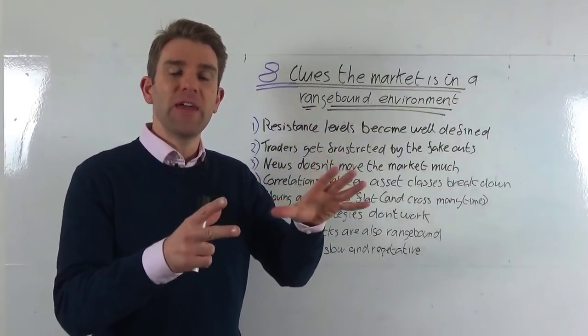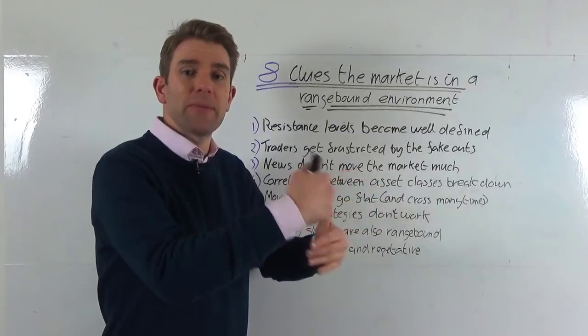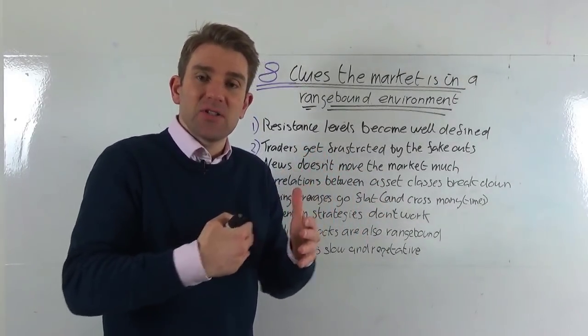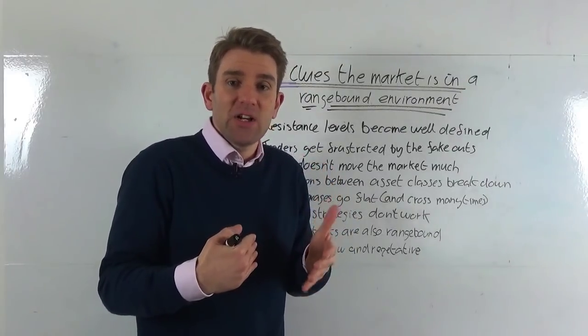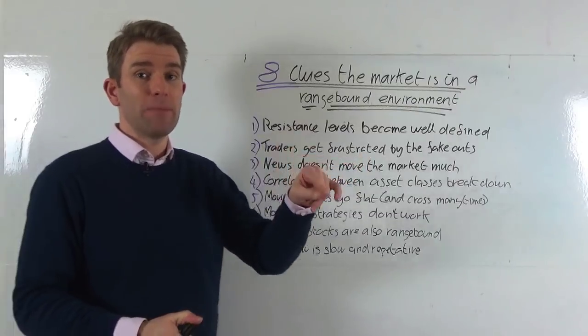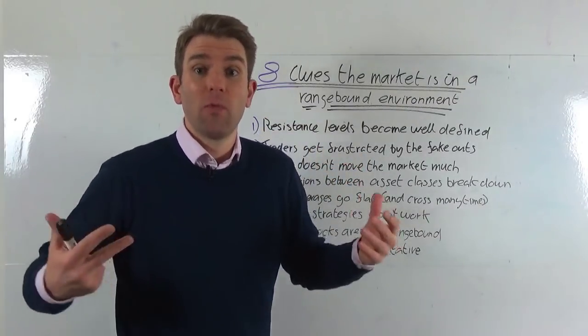But the important thing here is the reason we're looking at this is we can perhaps put together a kind of plan, a checklist, so we know to use a trending trading strategy or a range-bound trading strategy. So there's 8 clues that we can perhaps put into our trading plan to help us become better traders, which is what we're all trying to do.